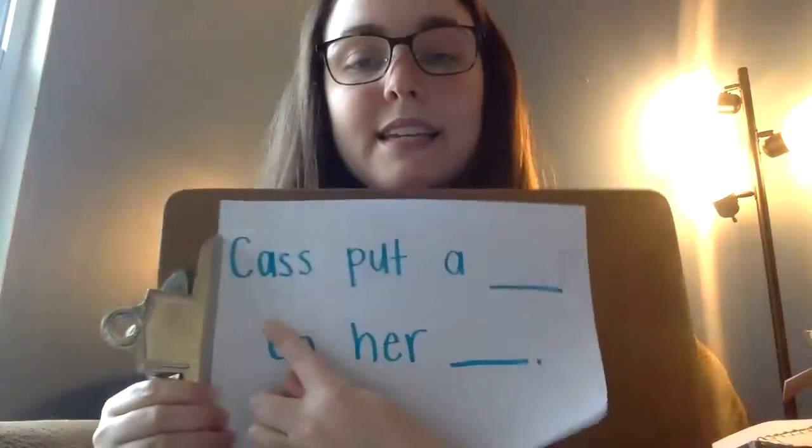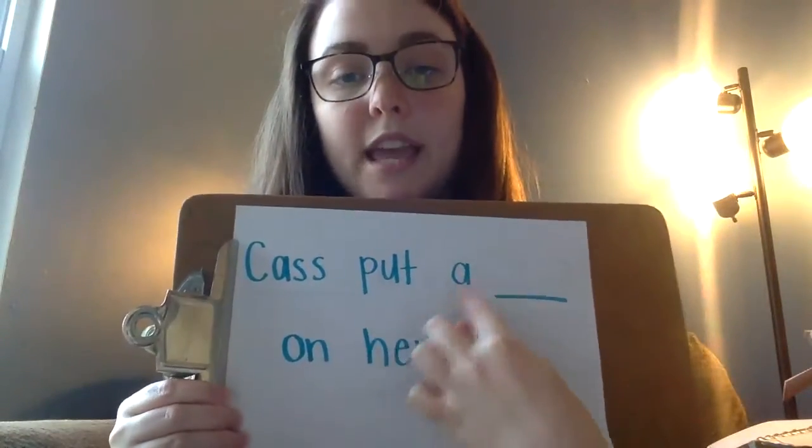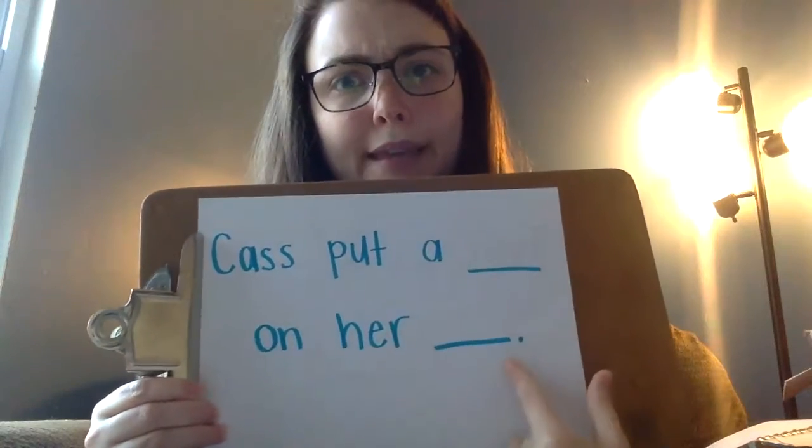So we see these rhyming words. What we're gonna do is I put some sentence starters, and we are going to use our big pictures to finish our sentences. So the first sentence that I have written says, Cass put a blank on her blank.